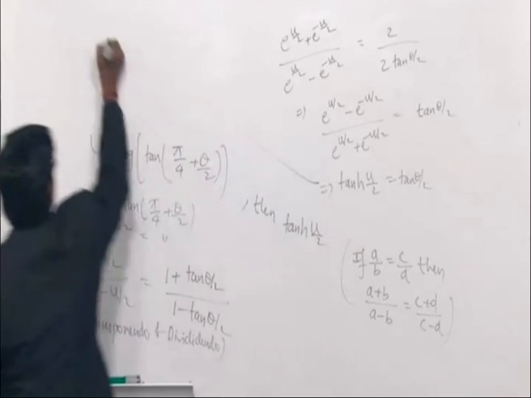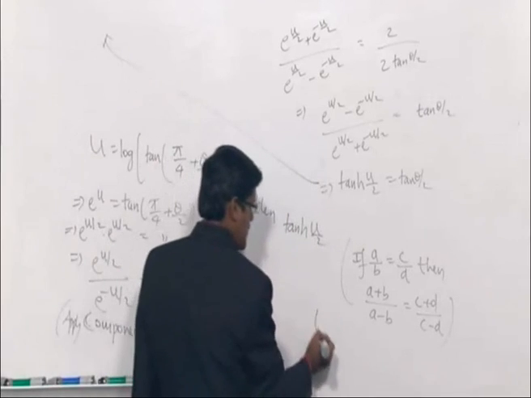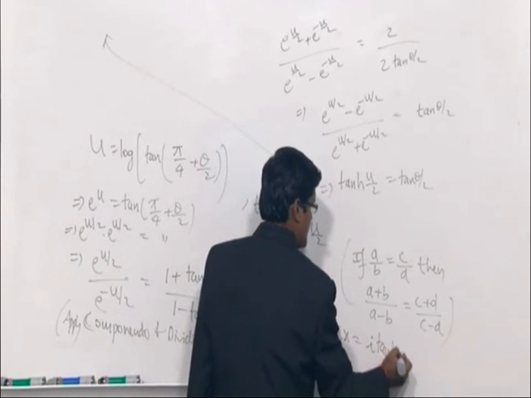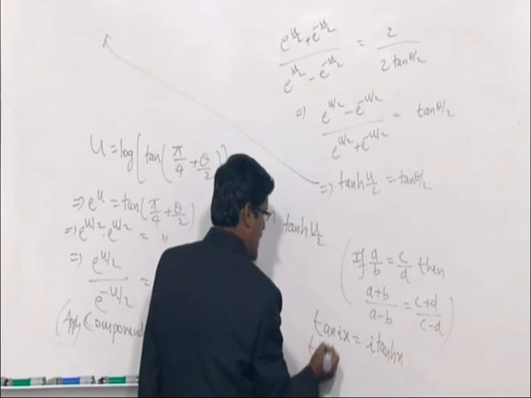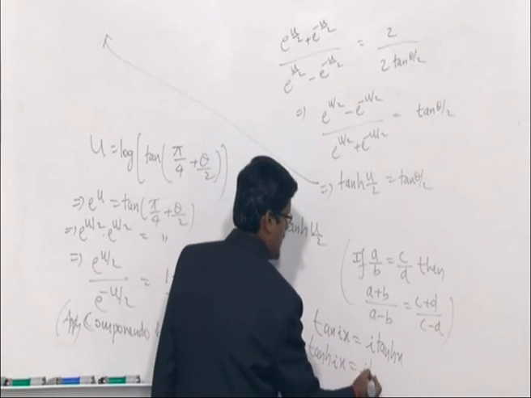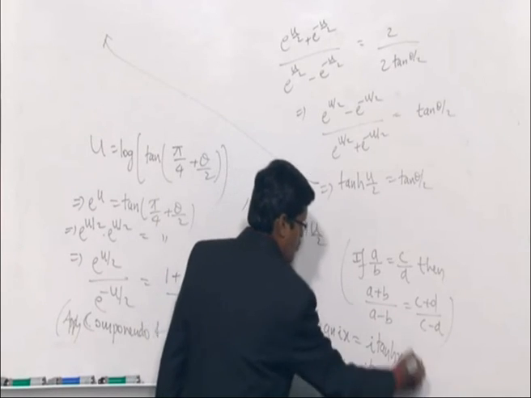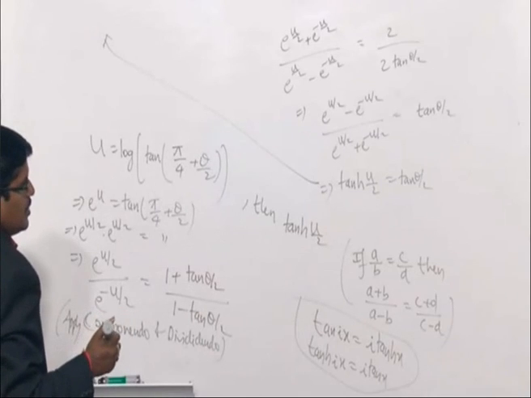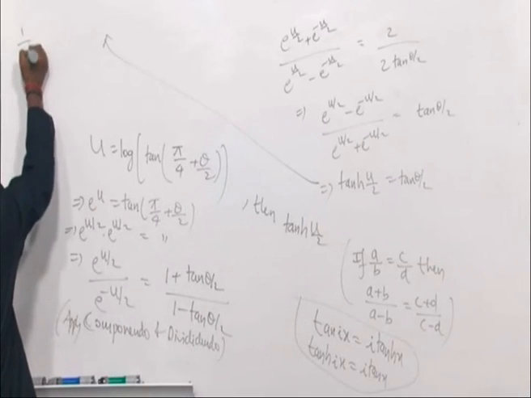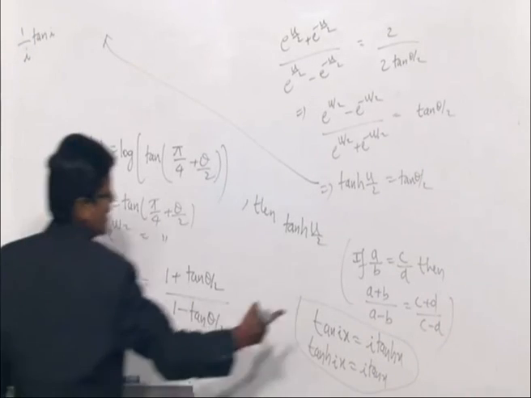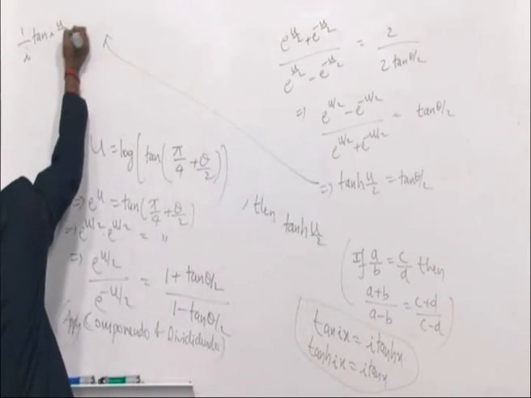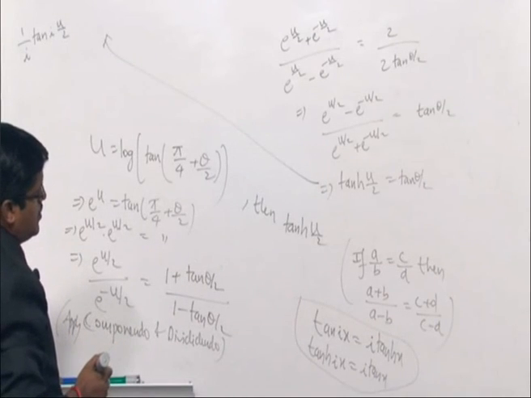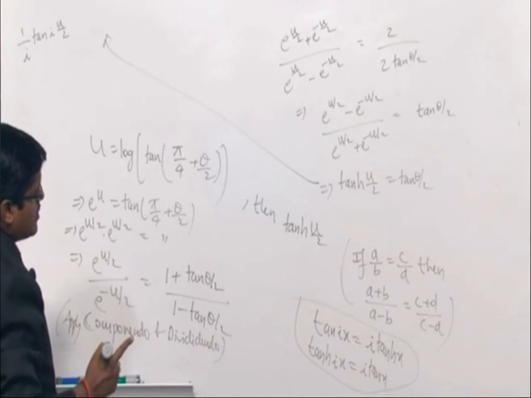So now I am simplifying this result, and you remember here tan ix is equal to i tanh x. Similarly, tanh ix is equal to i tan x. Using these two formulas, I am simplifying there. Tanh u by 2 in terms of i. So 1 by i tan ix means u by 2, and tan x.